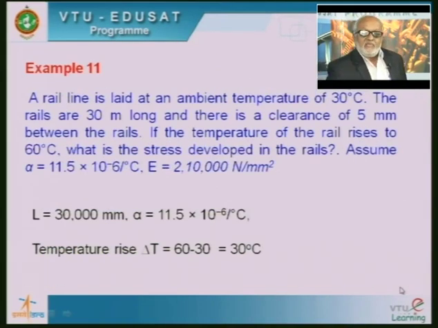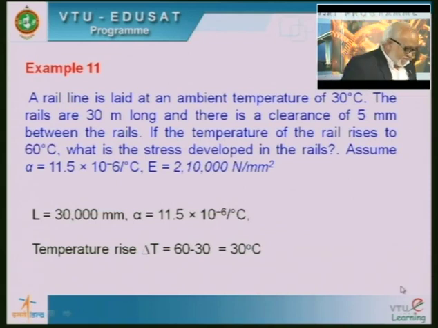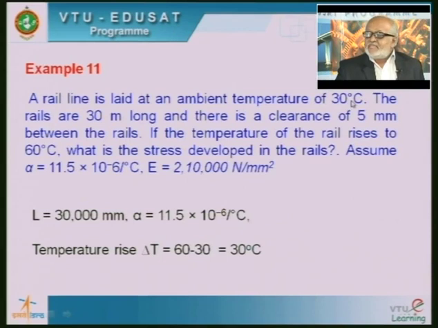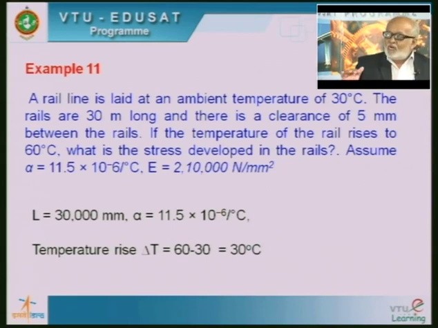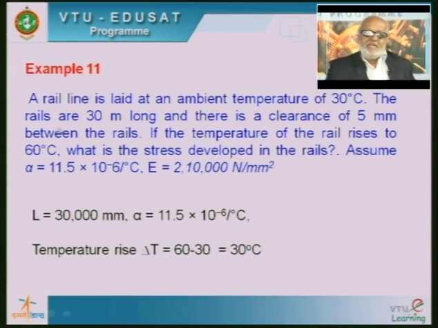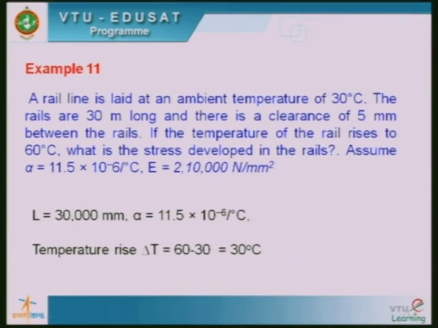Now, let us try to work out a problem on this. A rail line is laid at an ambient temperature of 30 degrees Celsius. That means whenever the rail line was laid, the atmospheric temperature was 30 degrees centigrade. The rails are 30 meters long and they have left a clearance of 5 mm between the rails. You would have seen that long rails sometimes leave a clearance after some length. The clearance is about 5 mm between the rails.